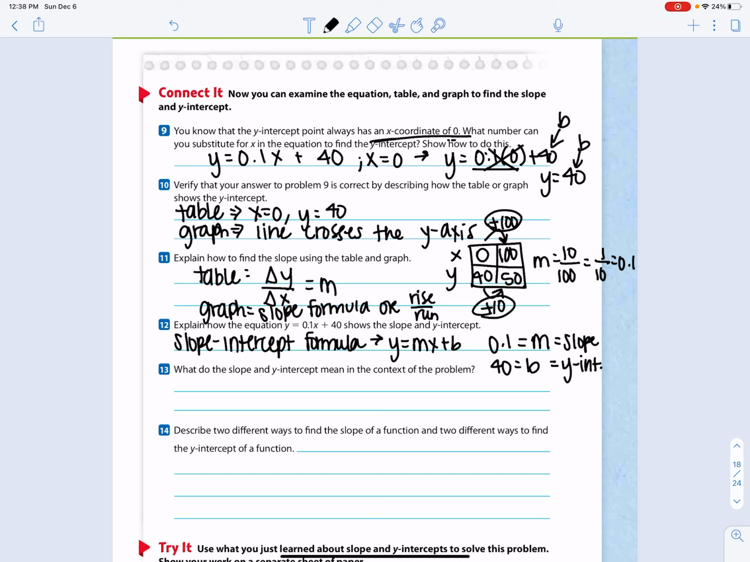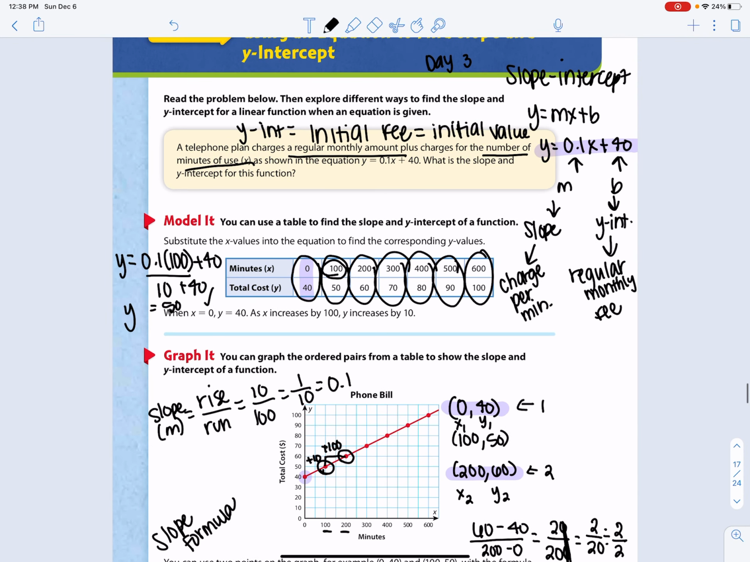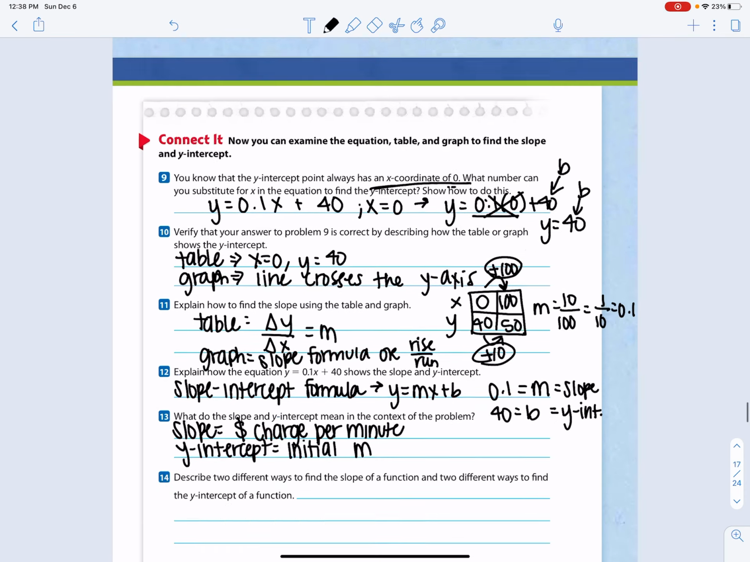Moving on. What do the slope and y-intercept mean in the context of the problem? All right, our slope here represents, and we already did this again, the charge per minute, and our y-intercept is the regular monthly fee. So our slope is the amount of money charged per minute, while our y-intercept is the initial monthly fee.